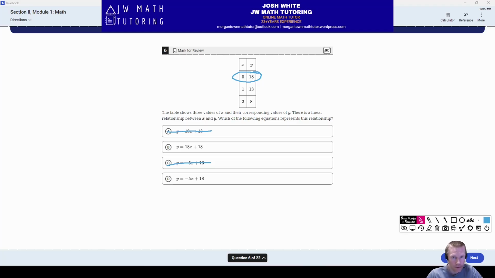Then to get the slope, if you notice as the x's increase here from 0 to 1 to 2, the y values actually go down. That means this line is going to have a negative slope because as you move to the right, it's going to go from 18, down to 13, down to 8. So which of these two answers has a negative slope? Well, D is the only one. So again, by process of elimination, you can get the answer to this as D. You don't actually need to calculate the slope value.